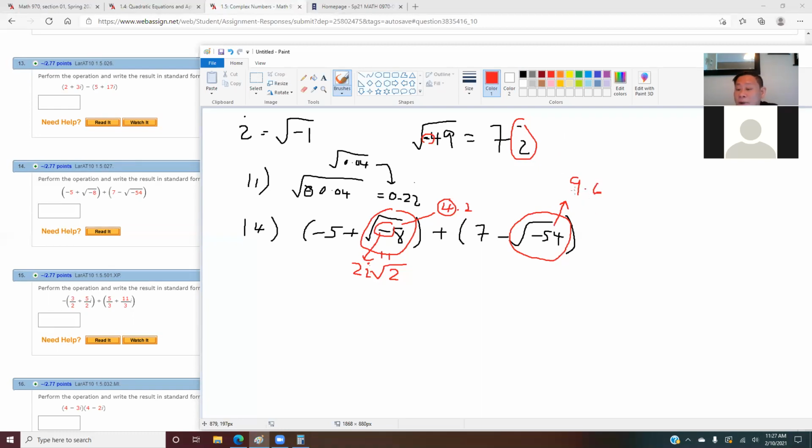So 9 is a perfect square of 3, right? So what is this written down as? Square root of 6, or 3i and then square root of 6. Yep.